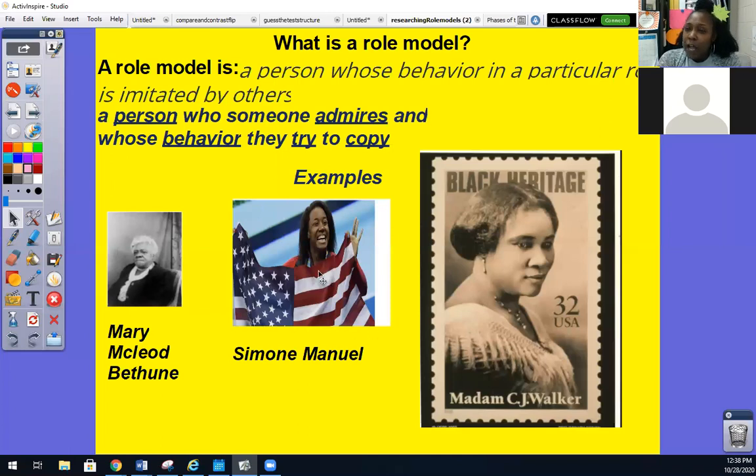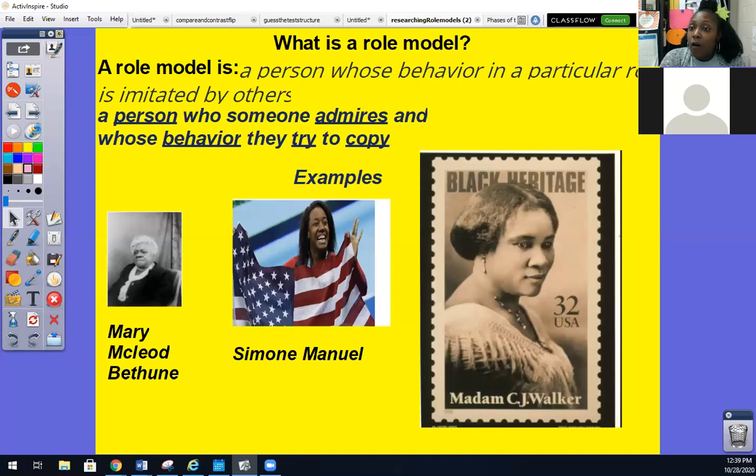Simone Manuel is not so much my role model. Now, I do look up to her, but my daughter is a competitive swimmer. And this young lady is also an Olympic swimmer. She won a gold medal in the Olympics. And my daughter very much looks up to her, and I do too, because she inspires my daughter to be a better swimmer, right?